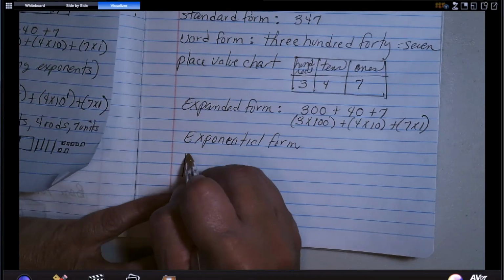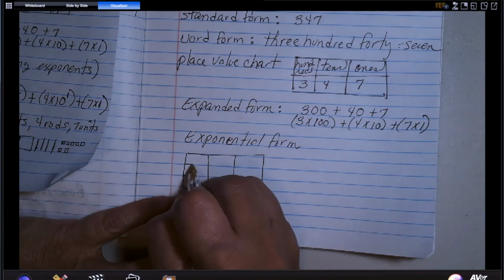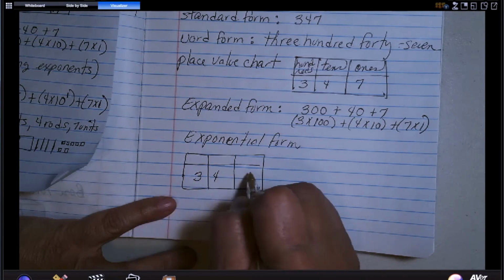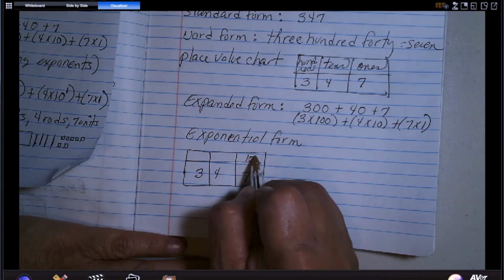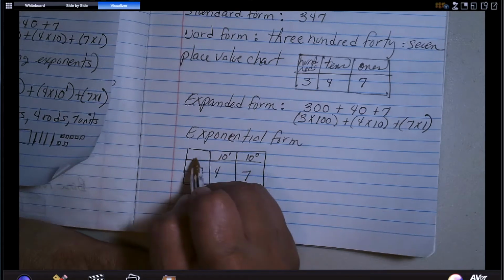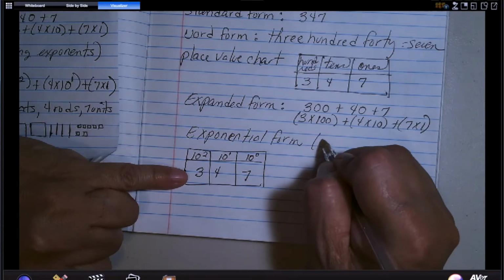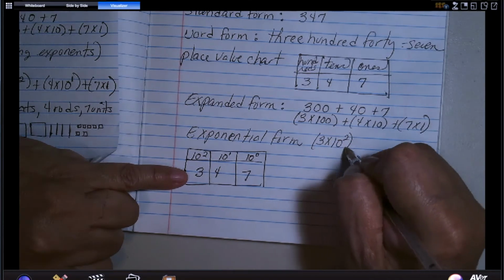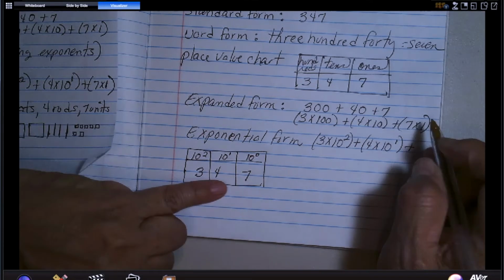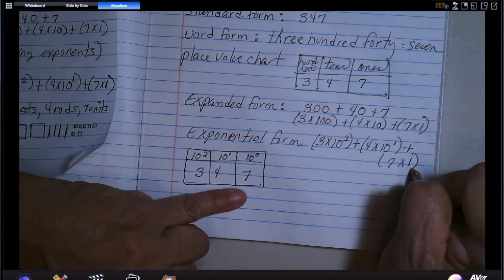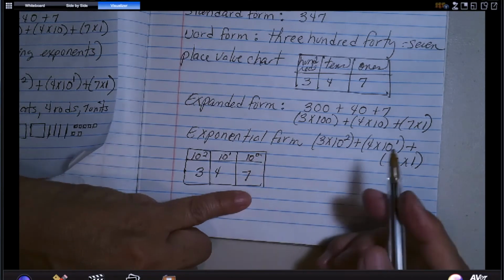So let's look at our place value chart again. So here's my 347, and our exponents starting on the ones column on the right. I have 10 to the 0 power, 10 to the first power, 10 to the second power. Combine these together, it is going to be 3 times 10 to the second power plus 4 times 10 to the first power plus 7 times 1. Remember that in elementary we use a 1 instead of 10 to the 0 power.